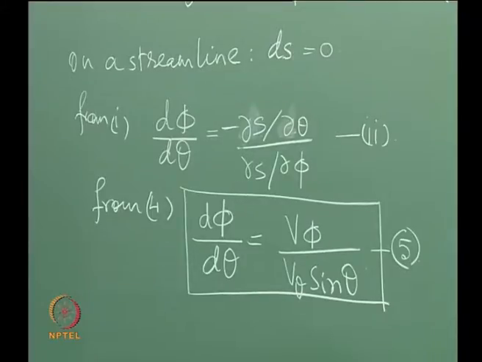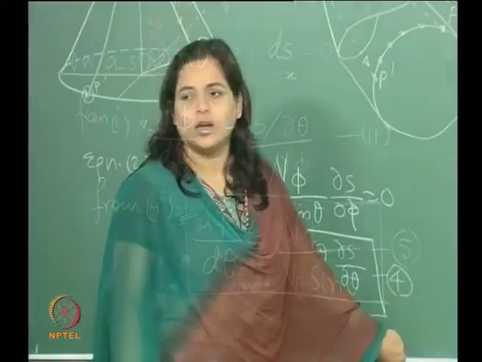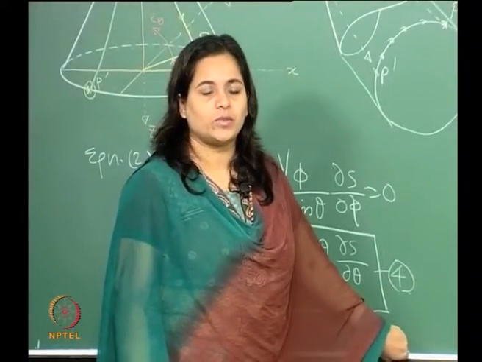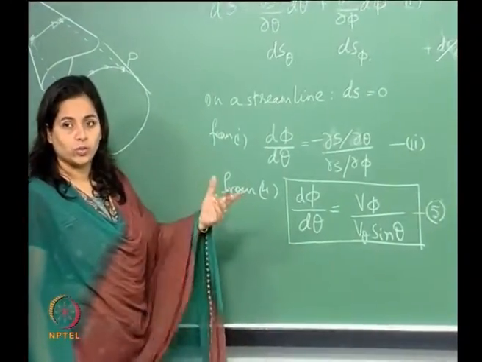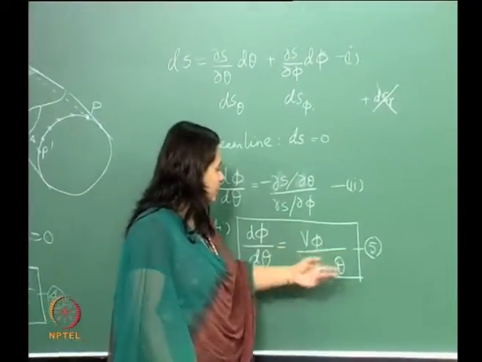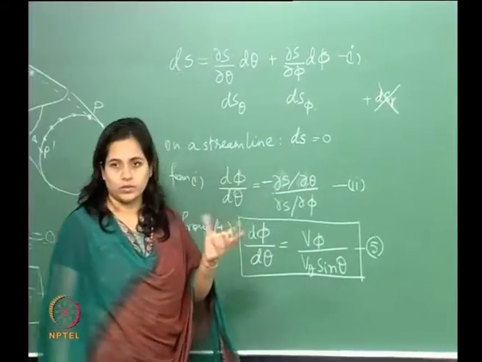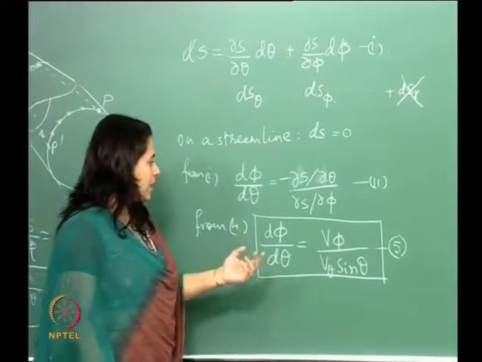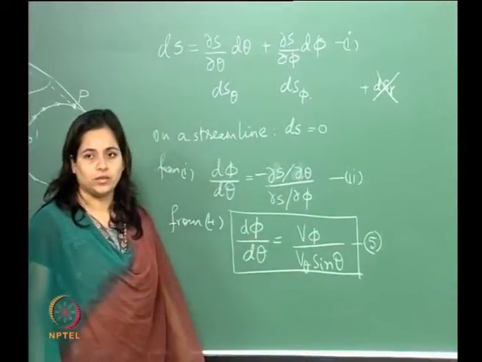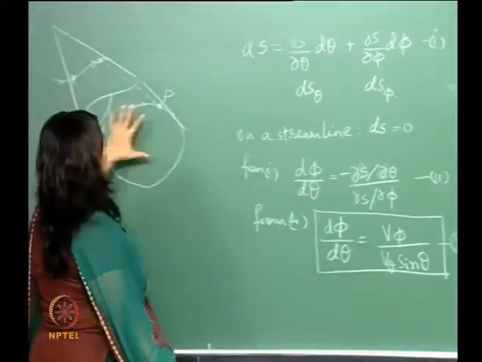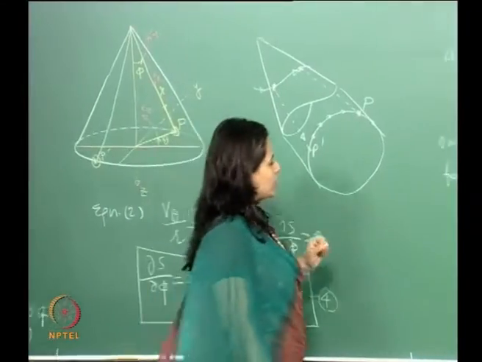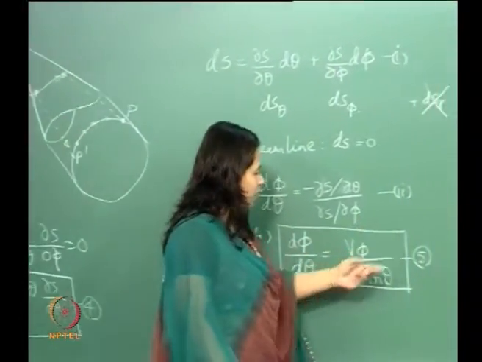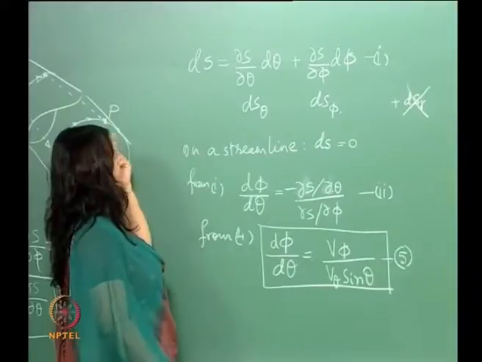So, what is this giving us? If you were to think of this as an x y coordinate system, this would be like dy by dx, which is the slope. So, this equation is essentially giving us the slope of the streamline in the theta phi plane, which is the theta phi projection here. So, what this is giving us is the shape of the streamline on this projected plane.